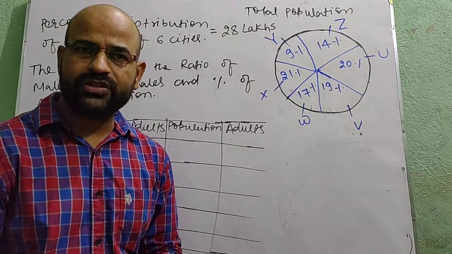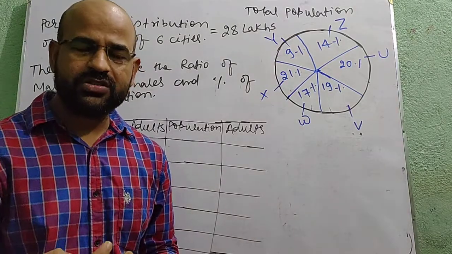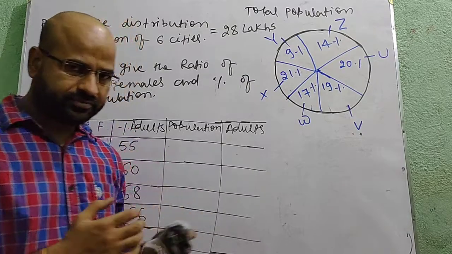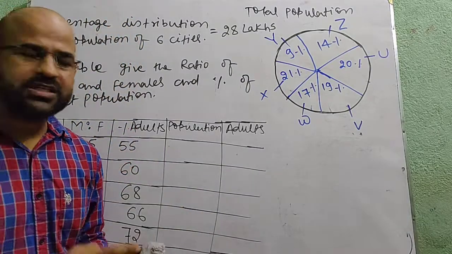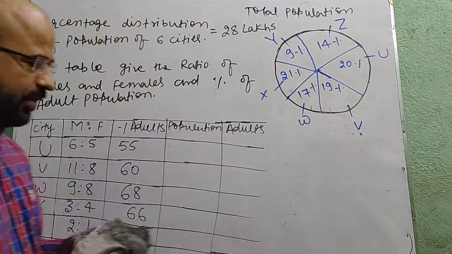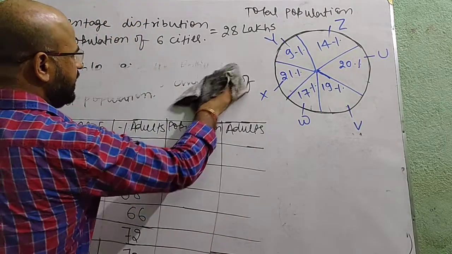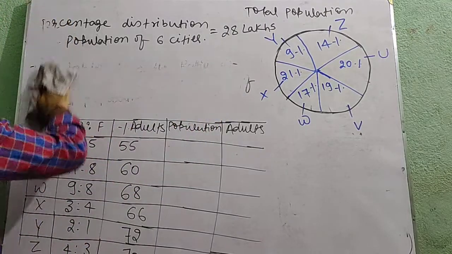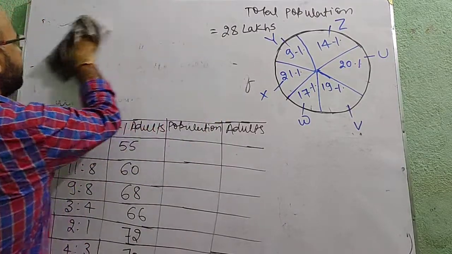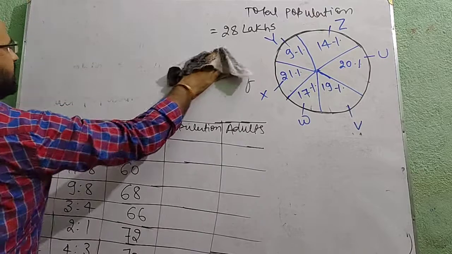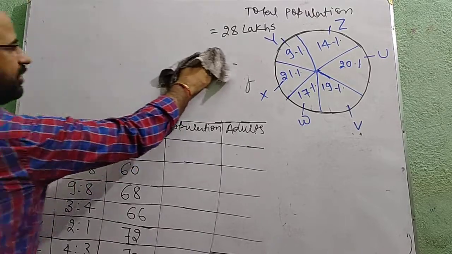Now we will solve the questions one by one. There are 5 questions. Today I will discuss all these 5 questions. First of all, we will write the first question, and then we will solve it. I am writing it on the board. Just wait for a moment.